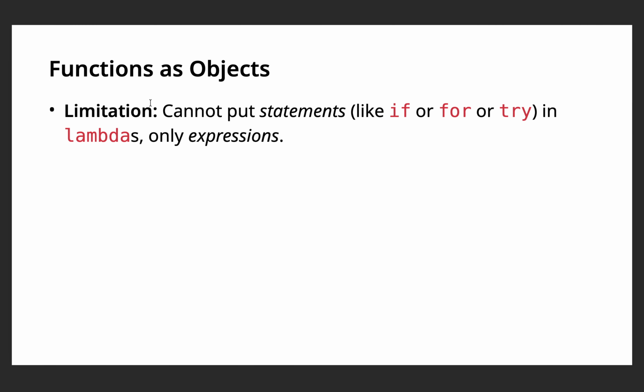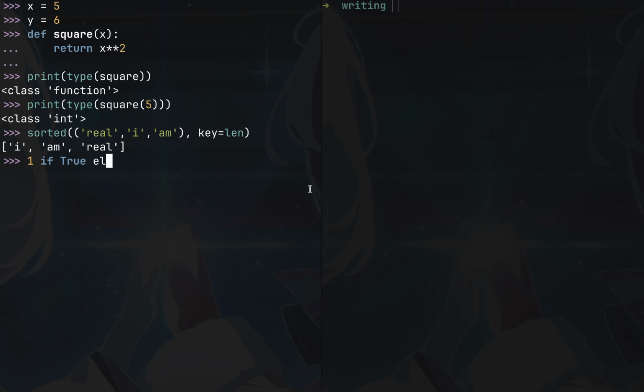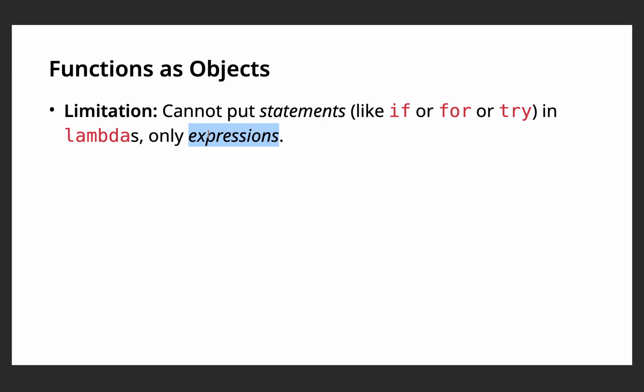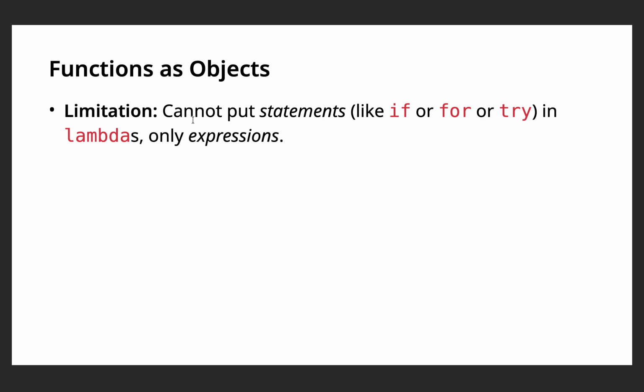Okay? So lambdas, or anonymous functions, they do have a limitation. The limitation is that we cannot put statements. We can only have expressions. Remember, statements are like if-else, for loops, or try except. While expressions are, for example, the ternary expression. So one if true, else true, something like this. This is an expression since it evaluates to a value. In Python, only expressions like this can be included inside a lambda, not other stuff like this.